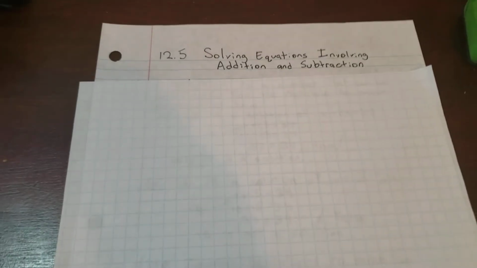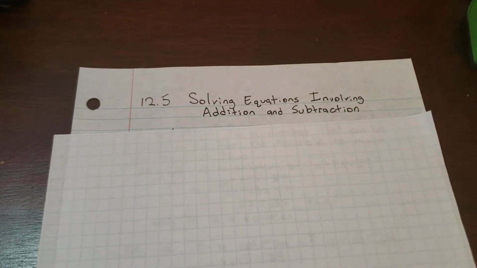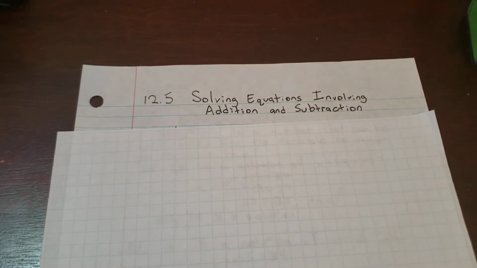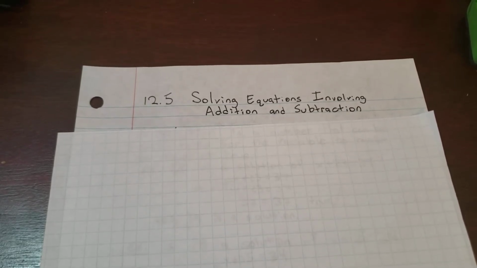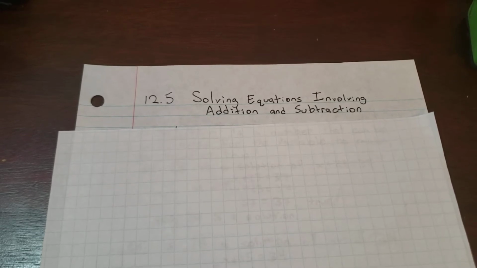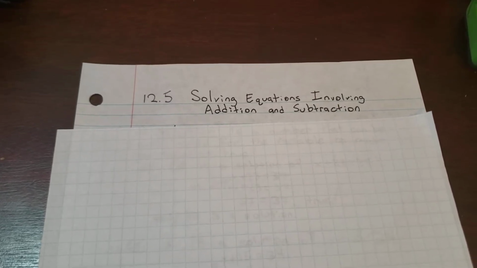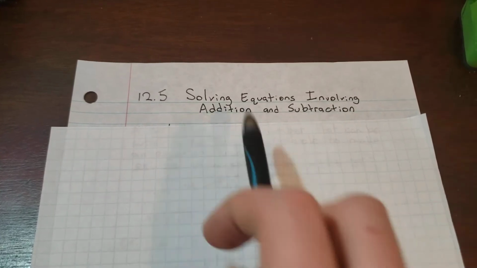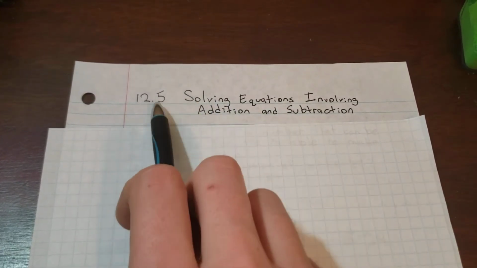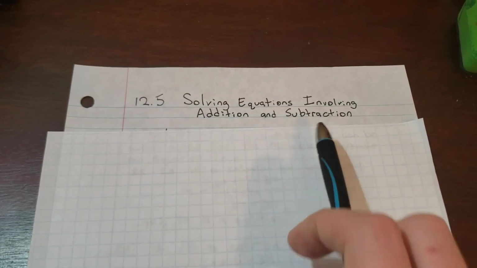Hey guys, today we've got 12.5. We are solving equations with addition and subtraction. Now, I made kind of a boo-boo. There's actually a quiz for 12.5 and 12.6. Our notes for 12.5 and 12.6 are really similar. The only difference is addition, subtraction, 12.5. 12.6 is multiplication and division.